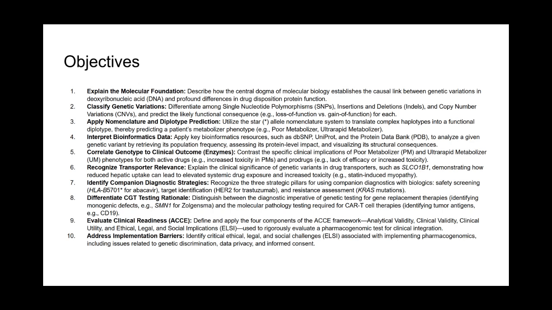Interpreting bioinformatics data is vital as well. Utilizing resources like the Single Nucleotide Polymorphism Database, the Universal Protein Resource, and the Protein Data Bank enables analysis of genetic variants. This includes retrieving data on their population frequencies, assessing their impact on proteins, and visualizing structural changes.